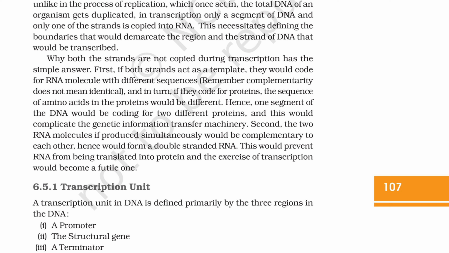First, if both strands act as a template, they would code for RNA molecules with different sequences. Remember, complementarity does not mean identical, and in turn, if they code for proteins, the sequence of amino acids in the proteins would be different. Hence, one segment of the DNA would be coding for two different proteins, and this would complicate the genetic information transfer machinery. Second, the two RNA molecules, if produced simultaneously, would be complementary to each other, hence would form a double-stranded RNA. This would prevent RNA from being translated into protein, and the exercise of transcription would become a futile one.